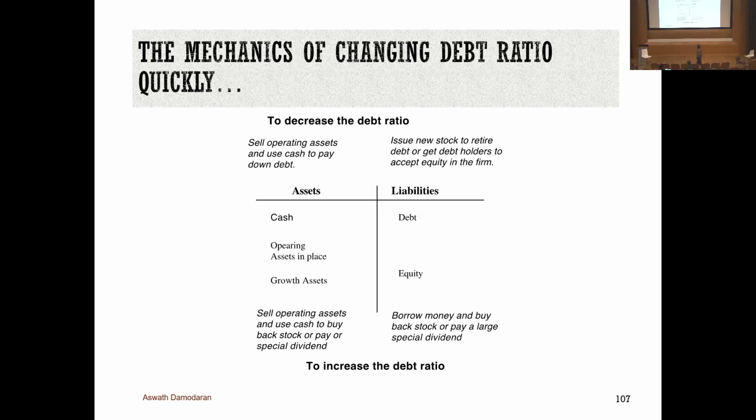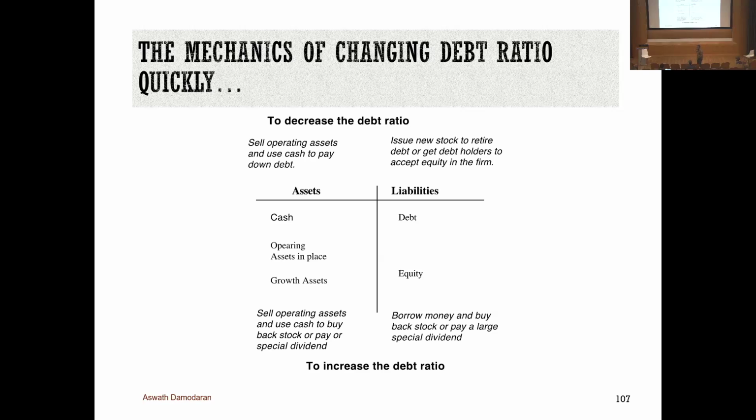So if you want to increase your debt ratio, if you want to stay entirely on the liability side, you can borrow money and either buy back stock or pay a special dividend. Why does it help? Borrowing money increases your debt right away. Buying back stock or paying a dividend reduces equity. You can make your debt ratio go from 0 to 40% in no time at all.